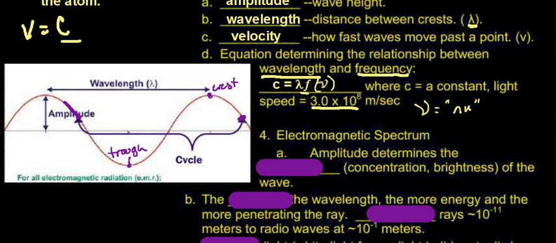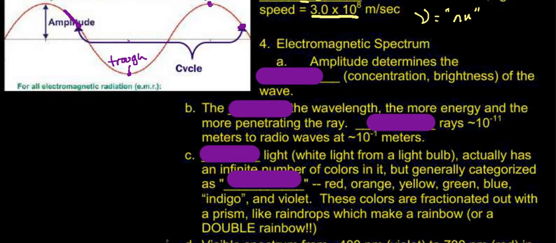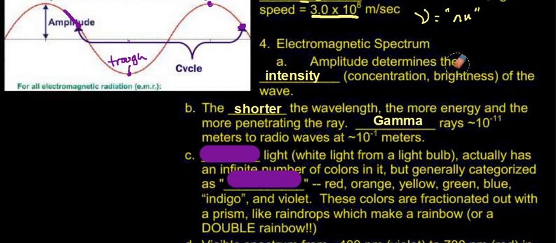So, in our electromagnetic spectrum, the amplitude determines the intensity of the wave. So think about loudness of sound. That would be the amplitude of the sound. That's the same thing as brightness of light, would be the intensity. Okay, the shorter the wavelength, the more energy and more penetrating the ray. So gamma rays have a really short wavelength of 10 to the negative 11th meters, to radio waves, which are 10 to the negative 1 meters. So a decimeter is the wavelength of a radio wave.